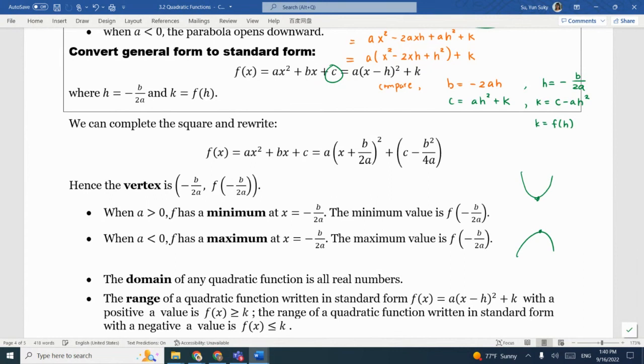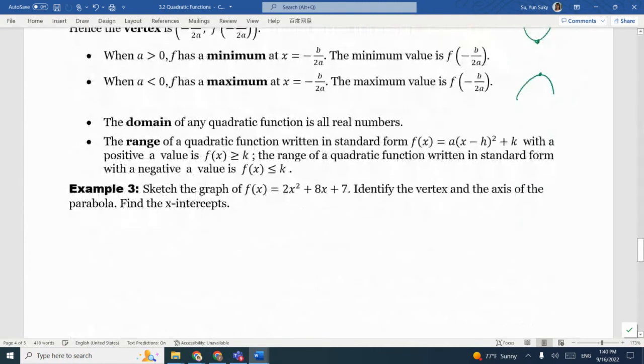Okay, and the domain for any quadratic function is all real numbers. The range depends on a, whether it's positive or negative. If a is positive, the range is from k to infinity, including the k, right? And if a is negative, then the range is from minus infinity up to k, including the k. Is that okay, everybody? Yeah, so we know a lot of information from the standard form.